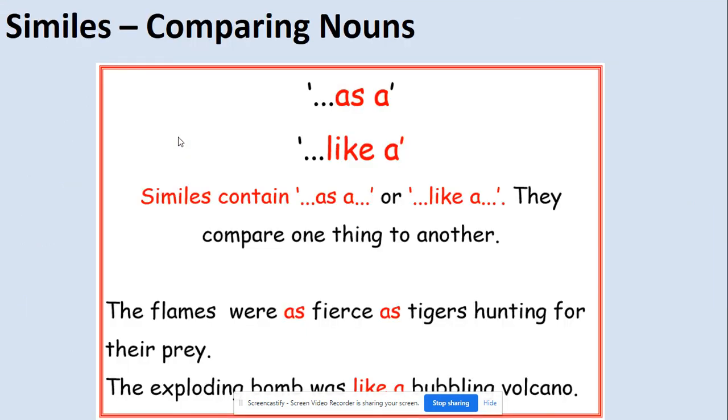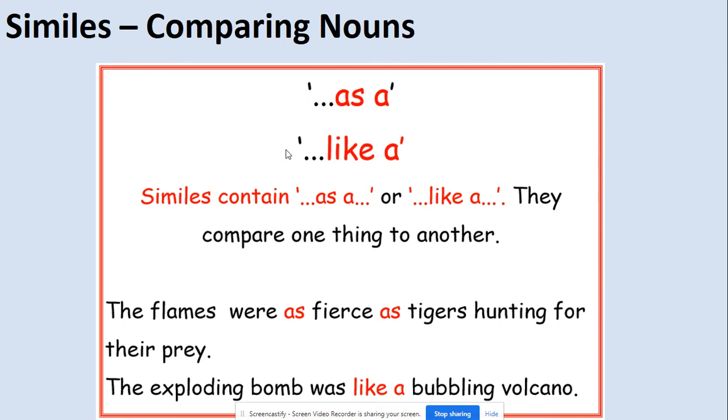So, looking at similes, another way of adding descriptive detail to our writing. So it's comparing nouns to something else. So similes contain as or like. They compare one thing to another. So for example, here, we have got the flames were as fierce as tigers hunting for their prey. The exploding bomb was like a bubbling volcano.